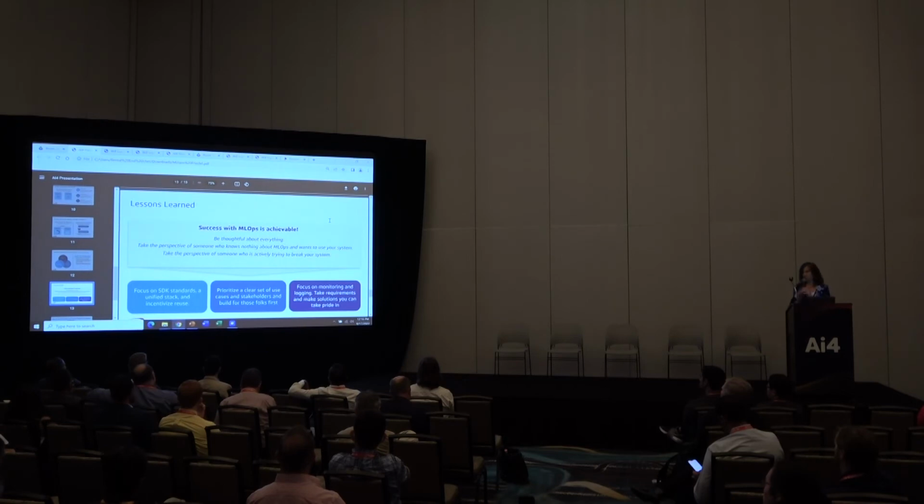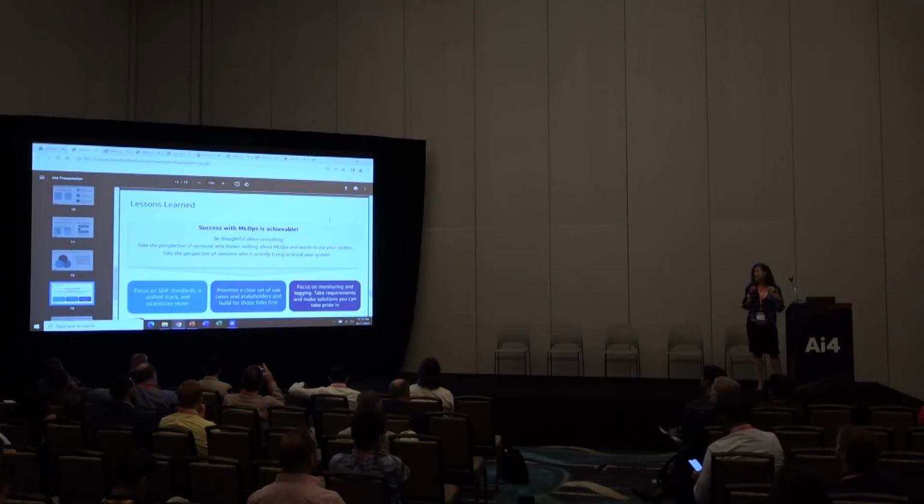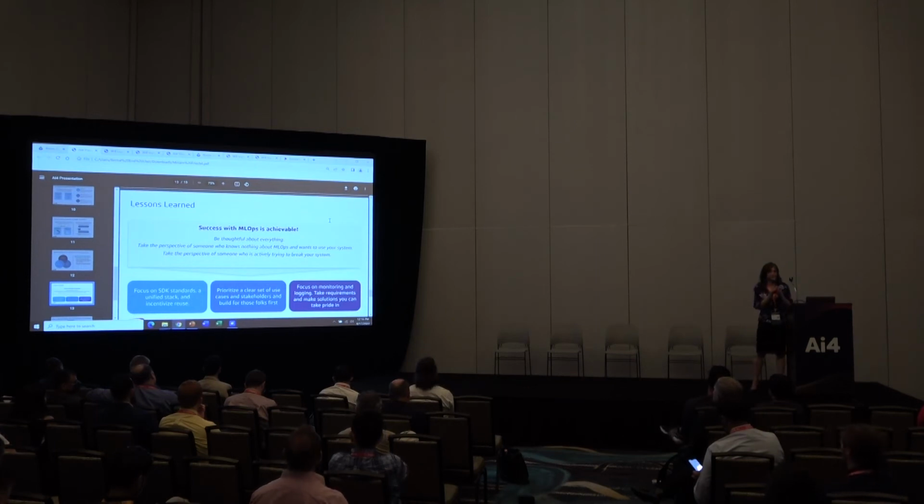So I've talked about a lot of different challenges that pop up in large organizations, but the flip side is that you can be successful with this, right? You just need to be really thoughtful about how you design things and how you execute things. As you think about building out the infrastructure you need for MLOps, take the perspective of somebody who doesn't know anything about MLOps whatsoever and is going to try to use your system, and the perspective of someone who's probably actively trying to break it, right? And how can you factor that into your architecting and your decision-making process?